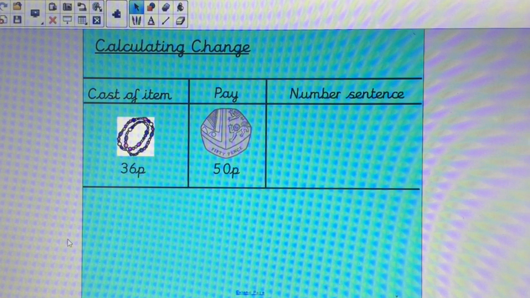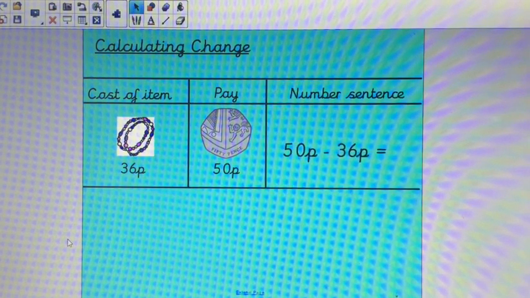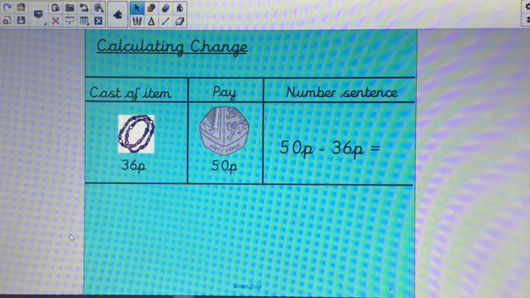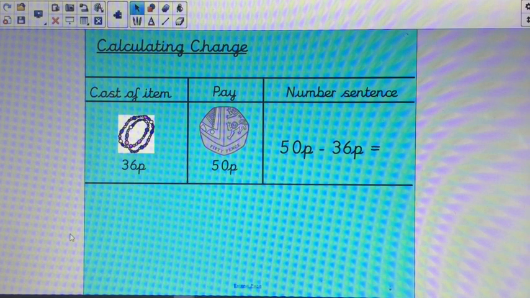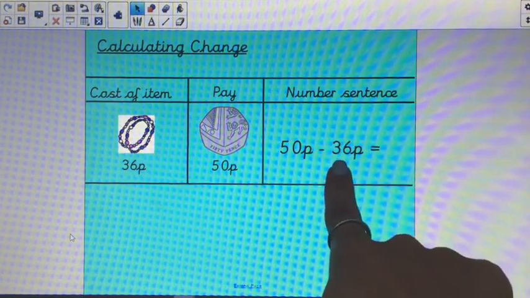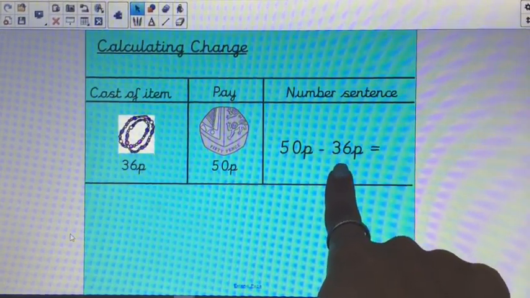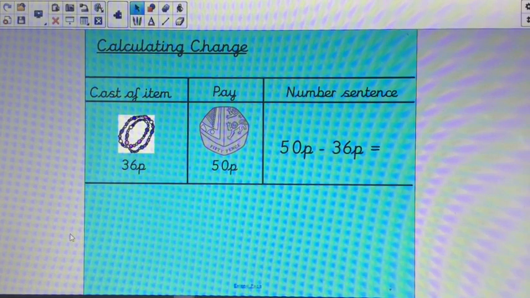Ready? My number sentence is going to be 50p take away 36p. Now I'd like you to work that out. What is 50p take away 36p? Now remember, you're going to need to use your place value knowledge to split this into its tens and its ones. Off you go.